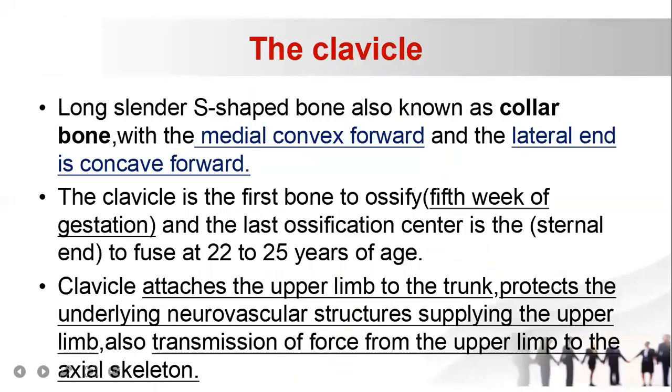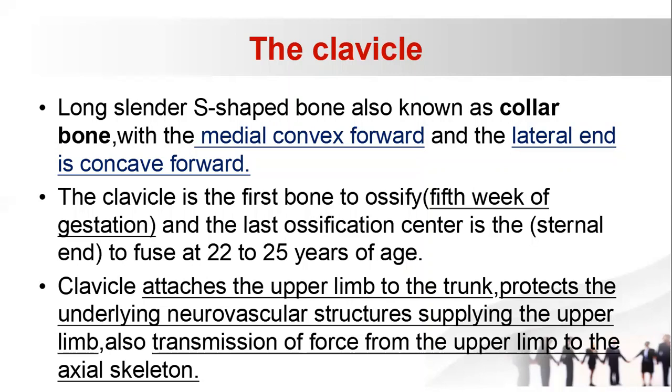Moving ahead, let's check on this other bone, which is the clavicle. We are told that the clavicle is a long, slender S-shaped bone, also known as the collarbone, with the medial end convex forward and the lateral end concave forward. So the clavicle is the slender S-shaped bone, also known as the collarbone.